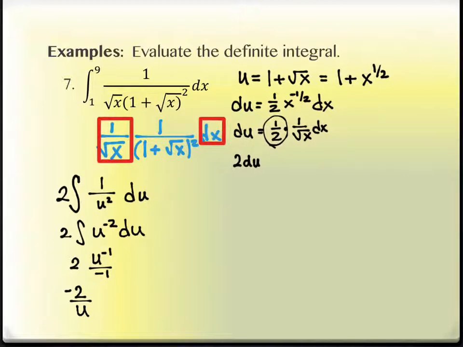And u is, well, it's 1 plus the square root of x, right? And if I put a plus c on the end, we would have the general antiderivative. But that's not what I'm asked for. I'm asked for the definite integral, which means the evaluation at the points 9 and 1.